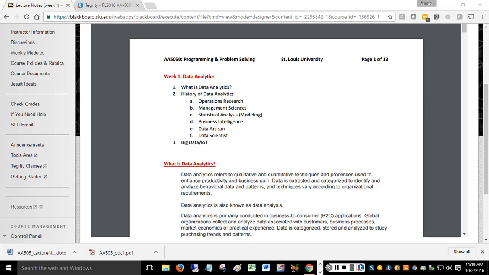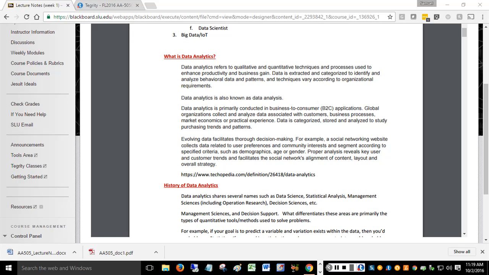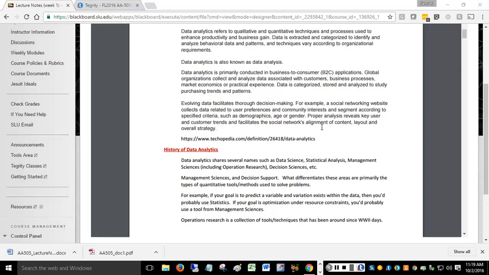Could be called a lot of different things. Data analytics is primarily used to conduct business to consumer applications. There are lots of applications in global organizations because everyone is going to collect data. They're going to analyze the data. They're going to use it for marketing, economics and so forth. So evolving data facilitates decision making. For example, a social networking website is going to collect data based on user preference, community interests, segments, and so forth for specified criteria, and they're going to use this to determine what is the optimum output that can be achieved based on how they will focus and edit their website.